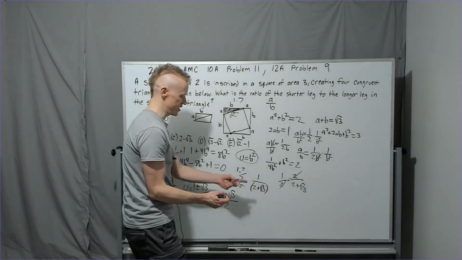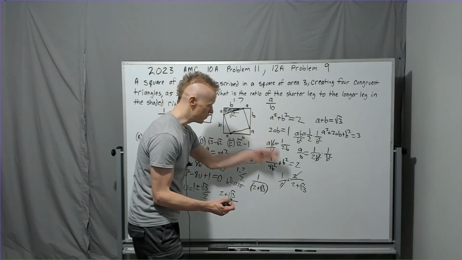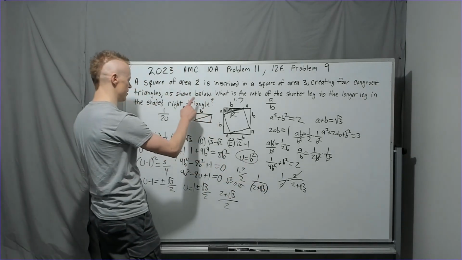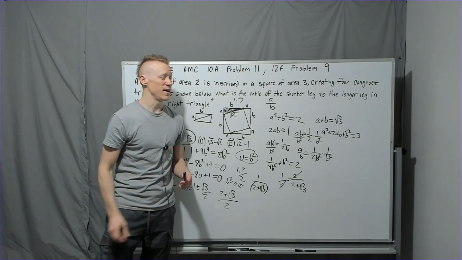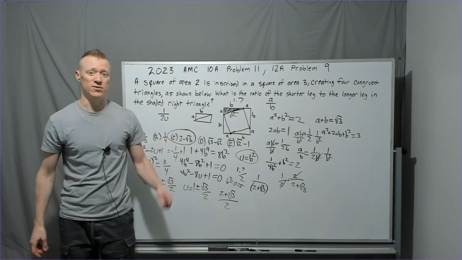Multiply by the conjugate. 4 minus 3 is 1. Beautiful denominator. Numerator 2 minus root 3. Answer choice C. And we are done with this problem. Let's get to another one.